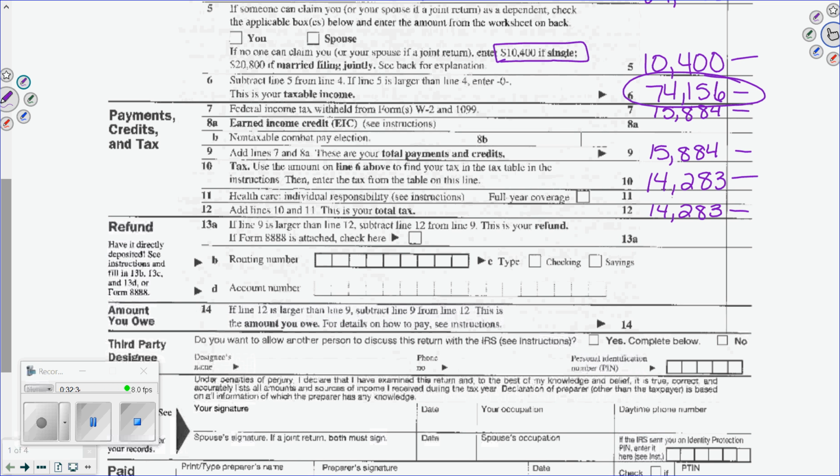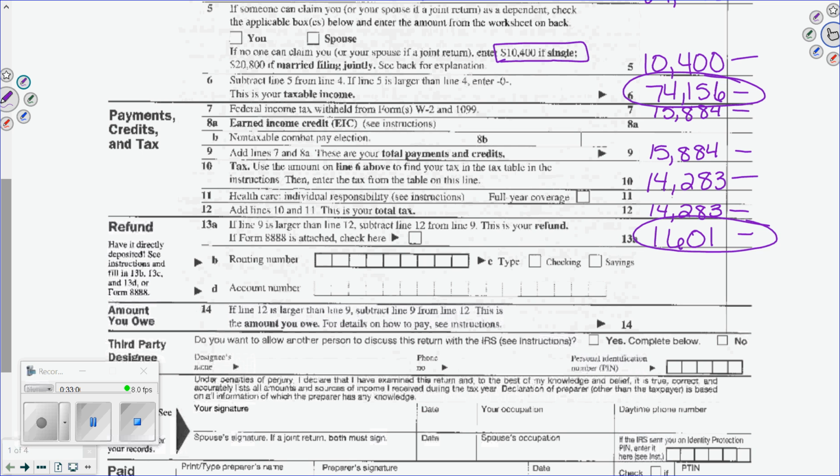15,884 minus 14,283. So her refund is 1601. There's her refund. Now, when you're filling out these forms, like with TurboTax, whatever your refund is, they'd ask for routing numbers so they could directly deposit that right into your account. Okay, so that's what all this is here.